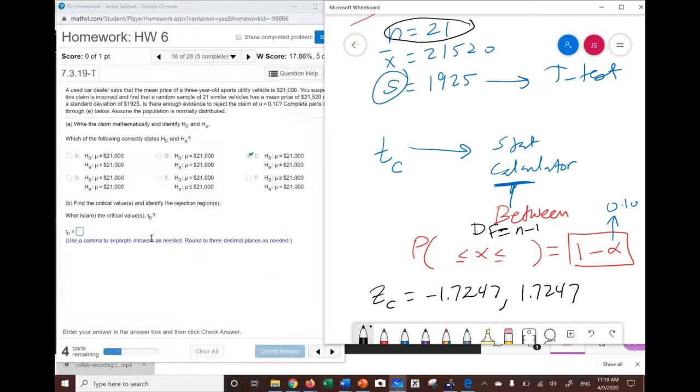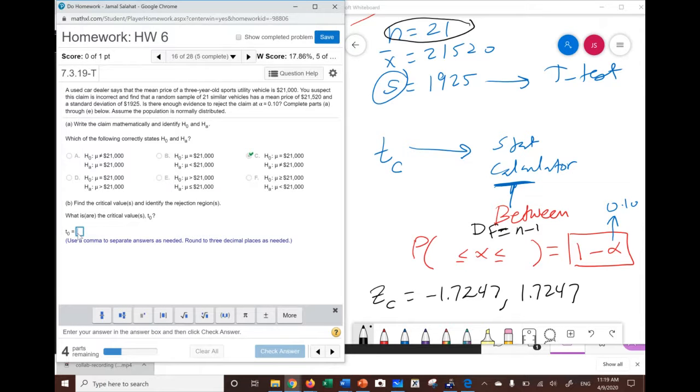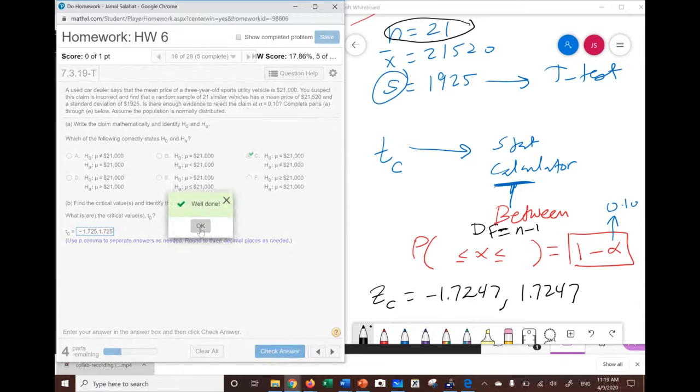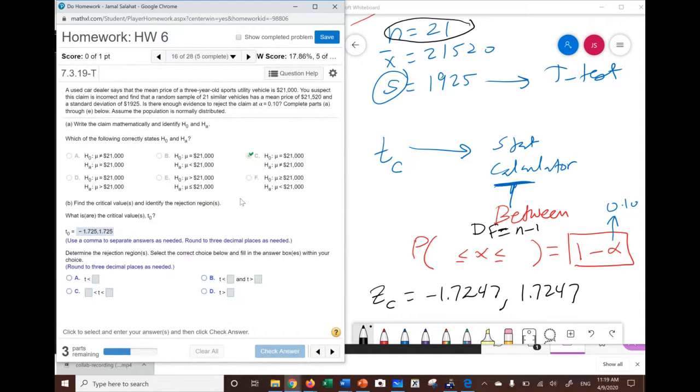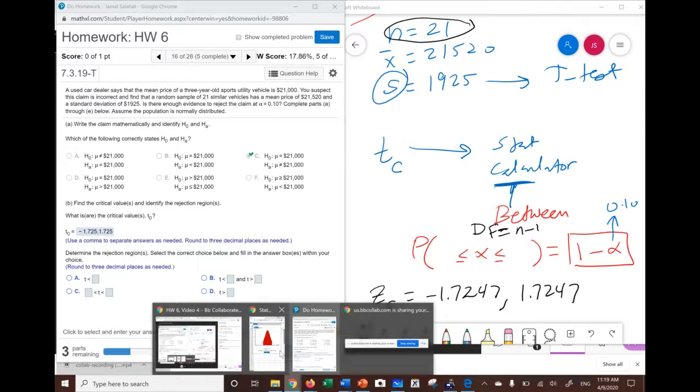So let me put this down, come back in here. So it says in here, use a comma to separate answers. And we want 3 decimal places, so it is going to be negative 1.725, comma, and 1.725. Don't just put a space in there. Click on your keyboard, the comma key, and put them like that, and it should be okay.